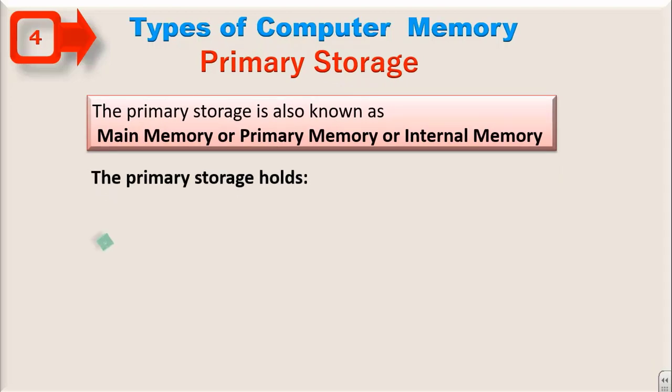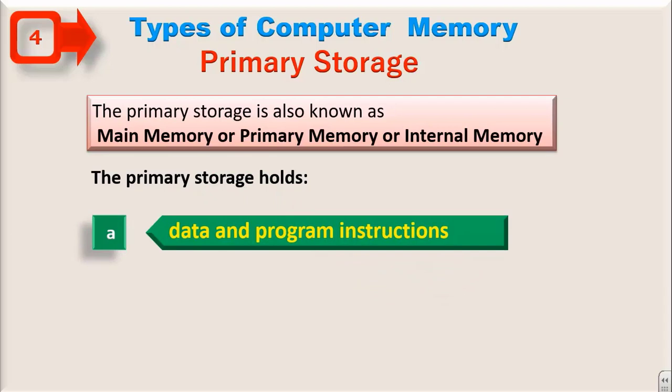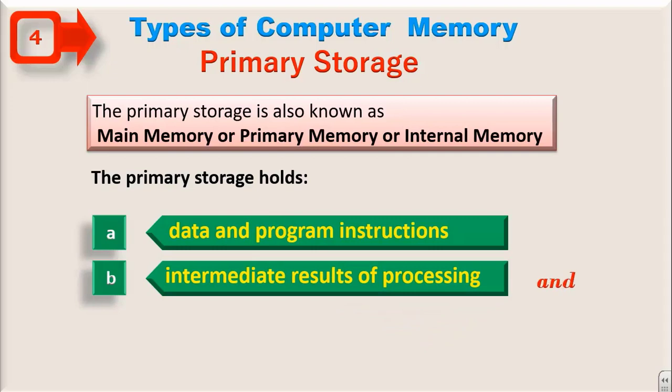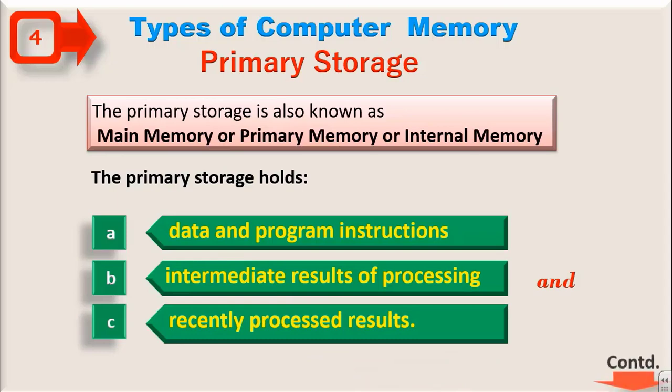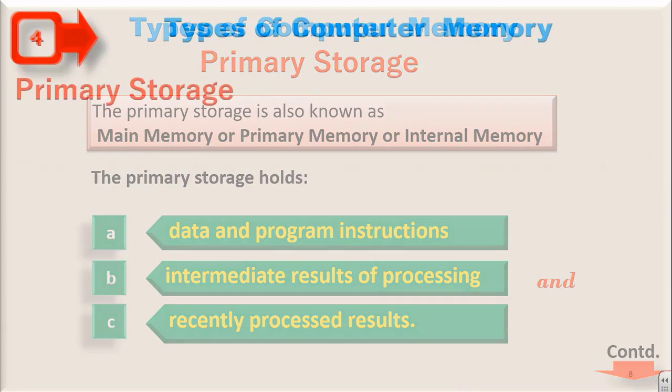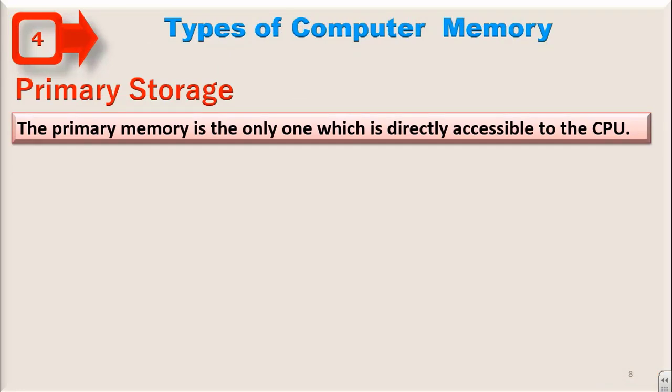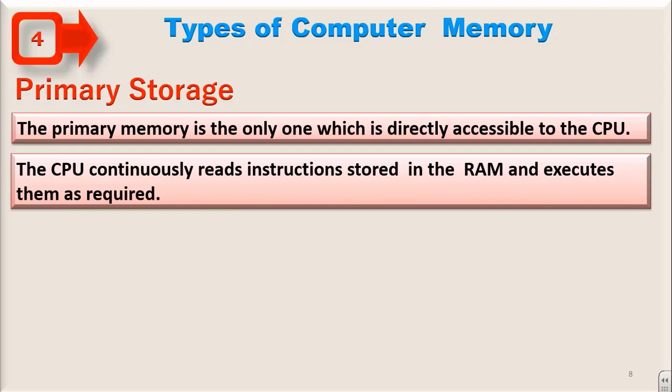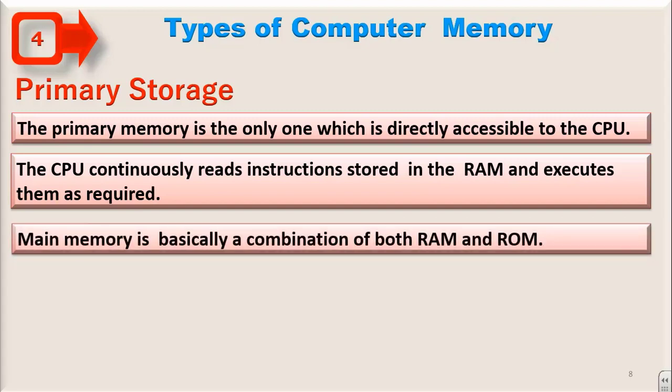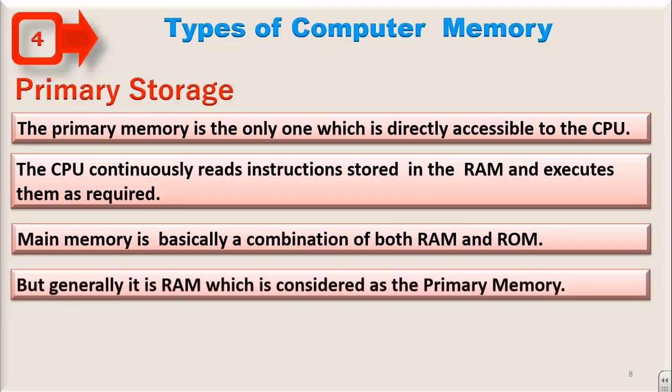The primary storage holds the data and program instructions, intermediate results of processing and recently processed results. The primary memory is the only one which is directly accessible to the CPU. CPU continuously reads instructions stored in the RAM and executes them as required. Main memory is basically a combination of both RAM and ROM. But generally it is RAM which is considered as the primary memory.